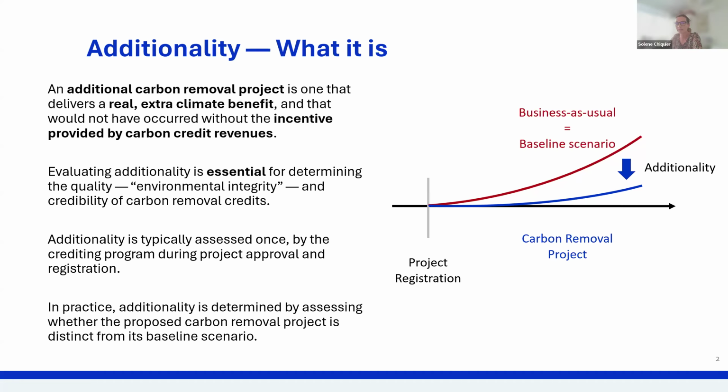Additionality is typically assessed once by the crediting program like Puro, and that's during the project approval and registration at the very beginning. In practice, we can say that additionality is determined by assessing whether the proposed carbon removal project is different from its baseline scenario, what we usually refer to as what would have happened in future business as usual in the absence of any carbon revenue incentives. What it means is that if a project is deemed not additional, meaning that it would have been undertaken regardless of carbon credit revenues, then in principle, that project and its baseline scenario would be the same.